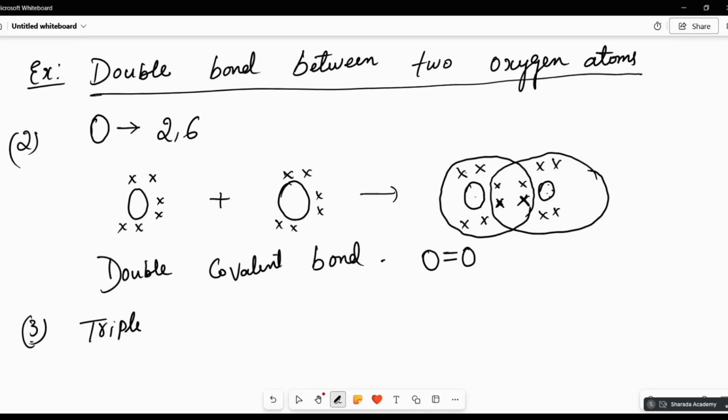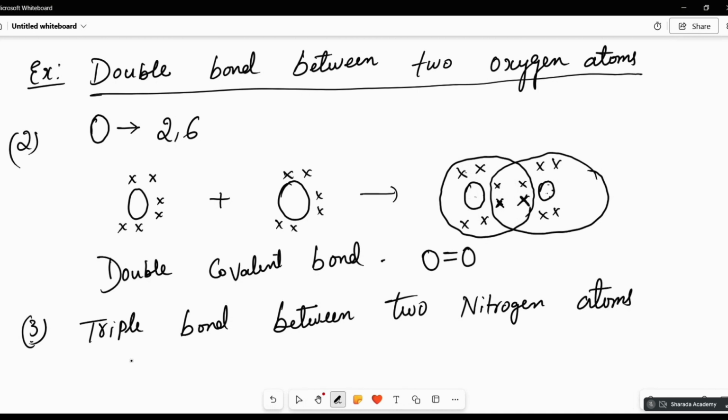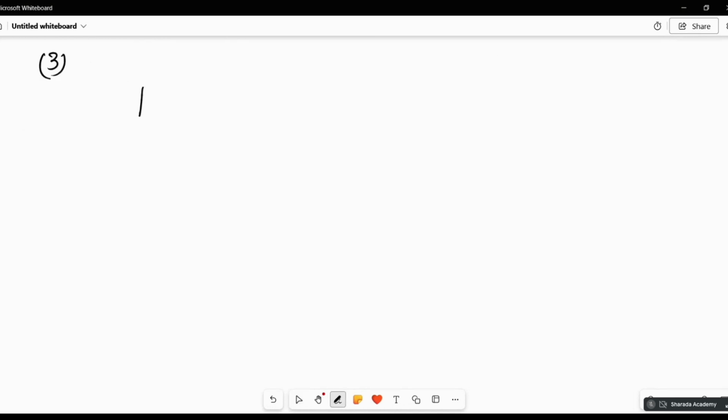Triple bond between two nitrogen atoms. Write on this. Nitrogen valency is 3.